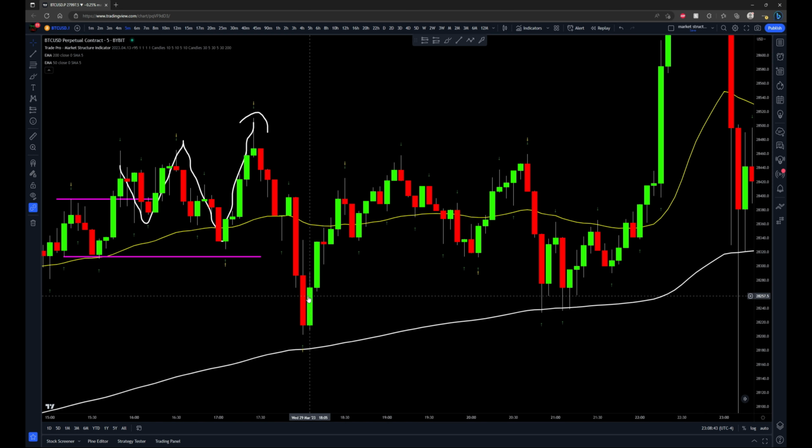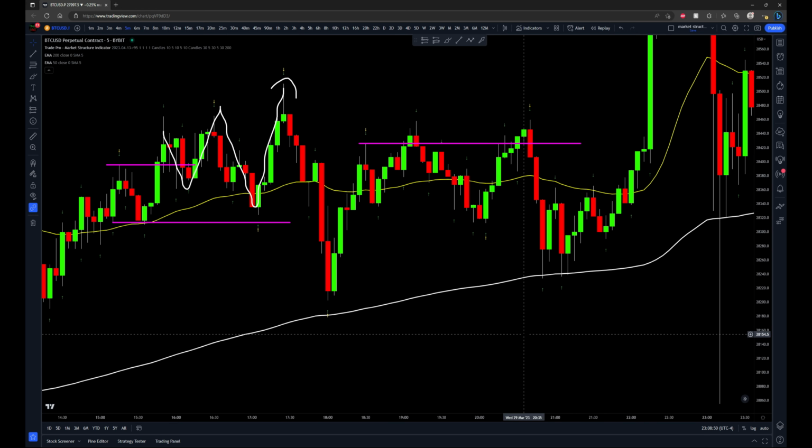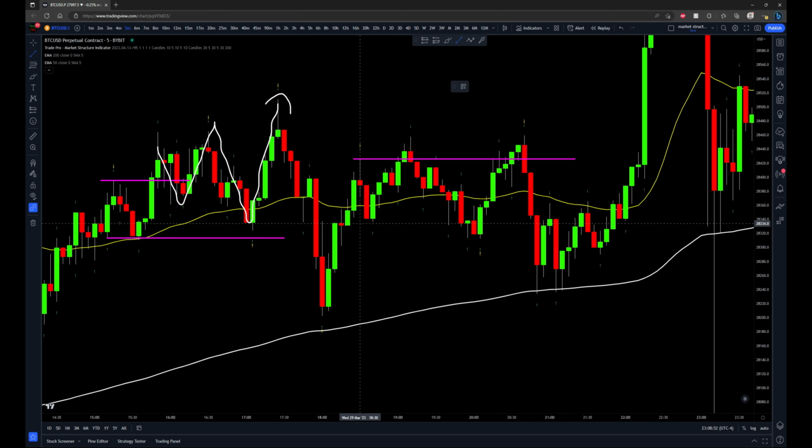So again, right here, pullback, we have the high right here, and this one, if you use this low as the structure, would have failed. So you can see we get the break right here, pull back, and broken here. So if your stop loss was here, stopped out, it's a fail.